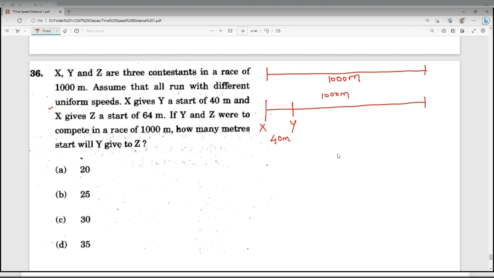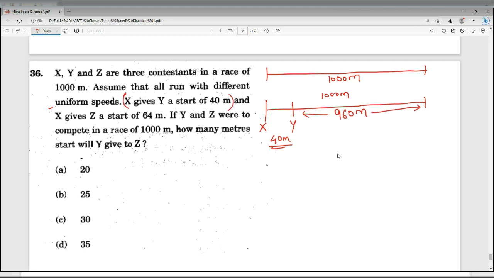And so what they're saying is, X is giving a start of 40 meters, means X is standing here. When he's starting the race, X is at the starting point, but Y is standing 40 meters ahead of X. So Y has to travel only 960 meters, and X has to travel 1000 meters. So this is what is meant by the statement, X gives a start of 40 meters.